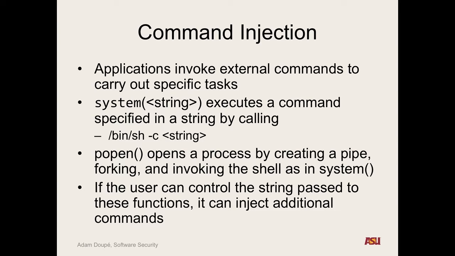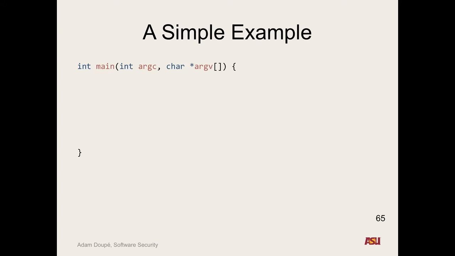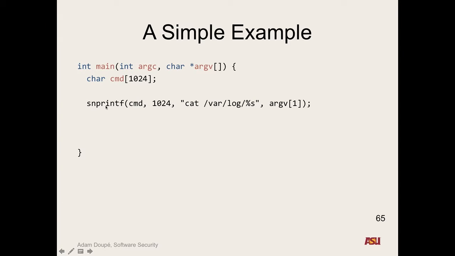Then what can we do? So let's look at an example. Let's say we have our C code, this main function, and this is a buffer of characters, 1,024 characters. And we're going to use snprintf. So what does the S in printf mean?